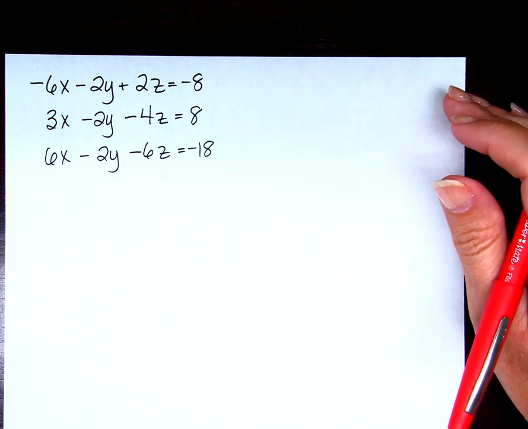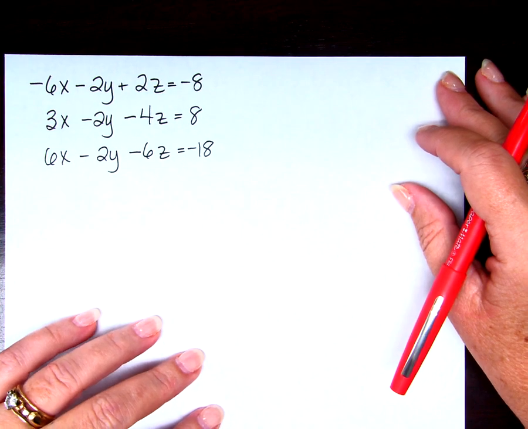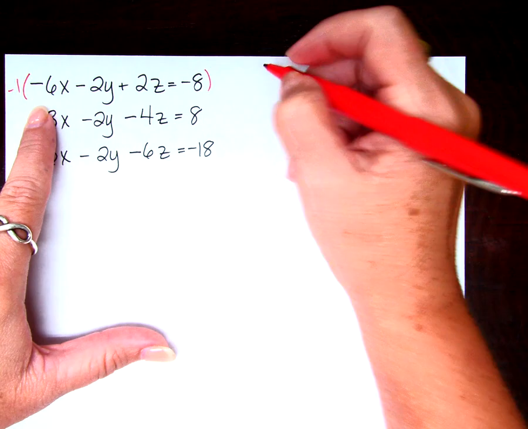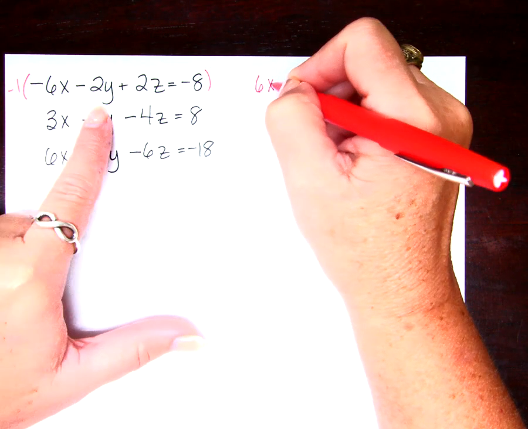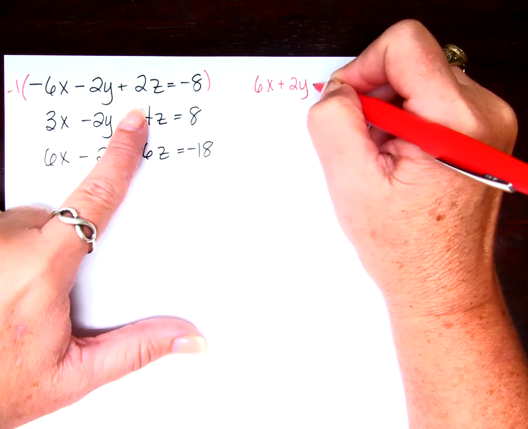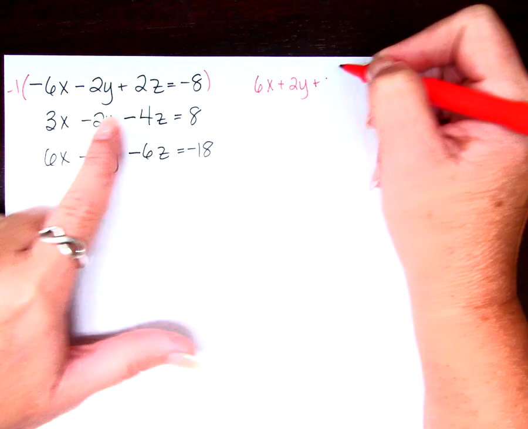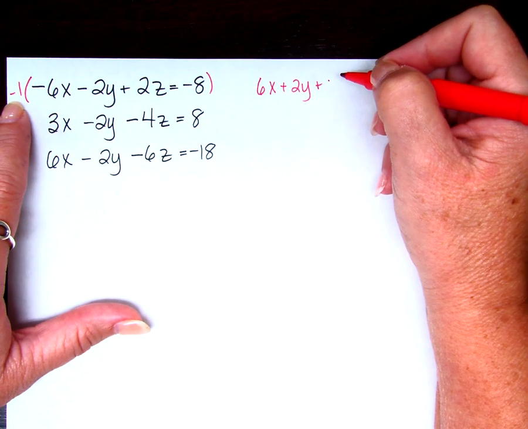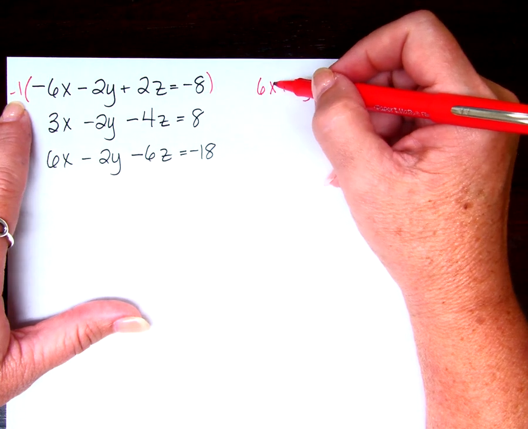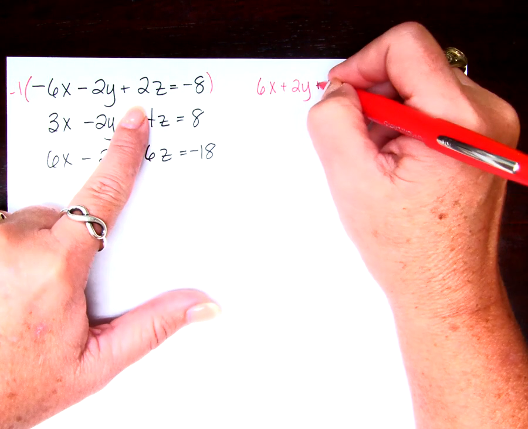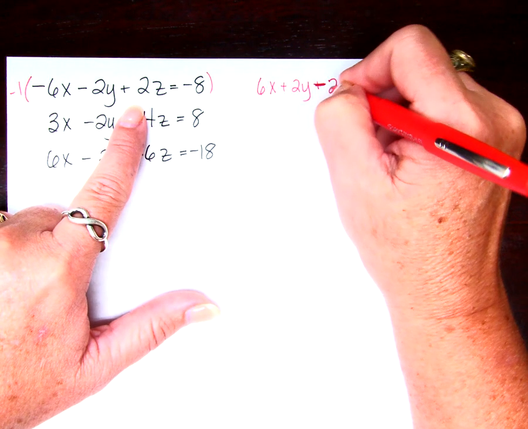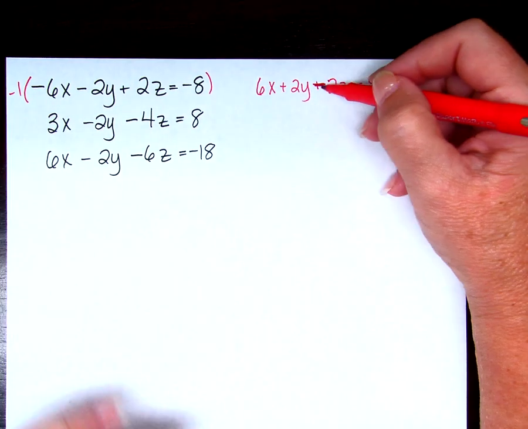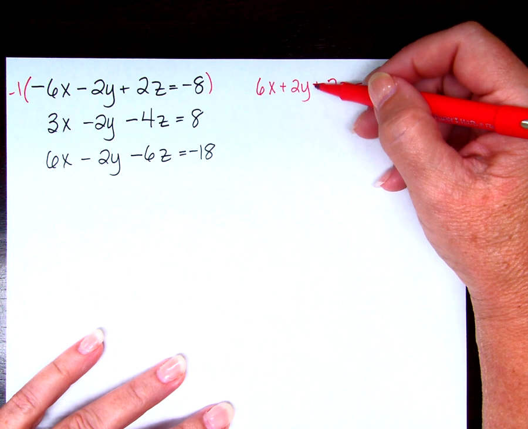If we choose y's, what should we do first? Multiply by negative 1. Which one? Top and bottom. Top one by negative 1. So if I multiply the top one by negative 1, I'm going to write it right here. Negative 6x plus 2y minus 2z equals 8. That's supposed to be a minus. I accidentally drew a little line.